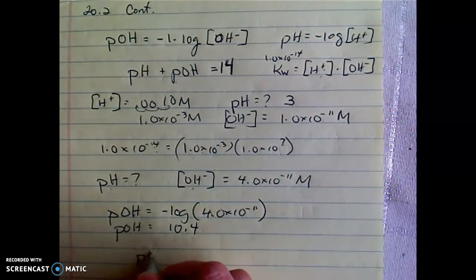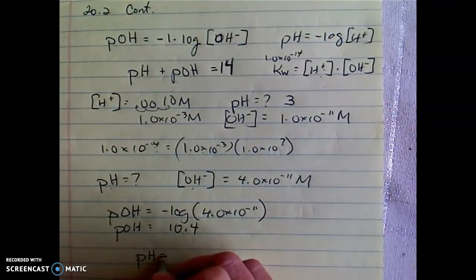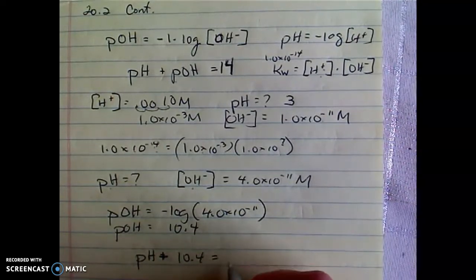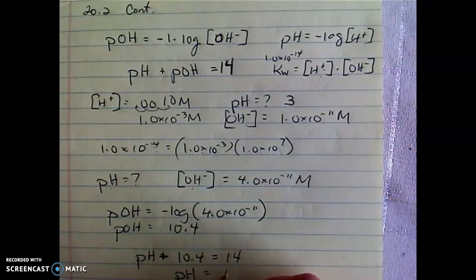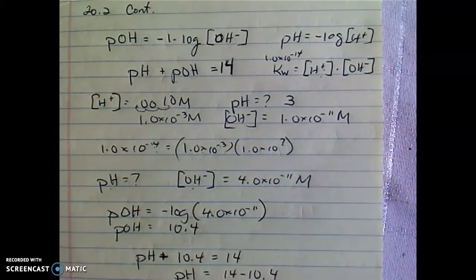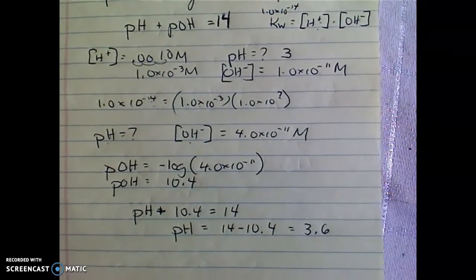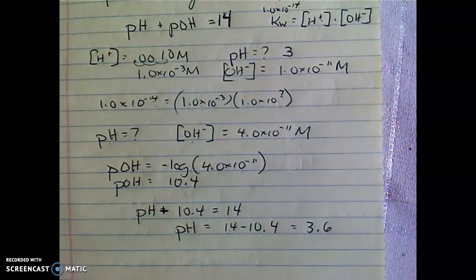I know that pH plus pOH, which is 10.4, must equal 14. Therefore, pH is equal to 14 minus 10.4. So that's going to give me 3.6. So I have a pH of 3.6. Now, do we have to do it that way? Again, no. You can switch it around.